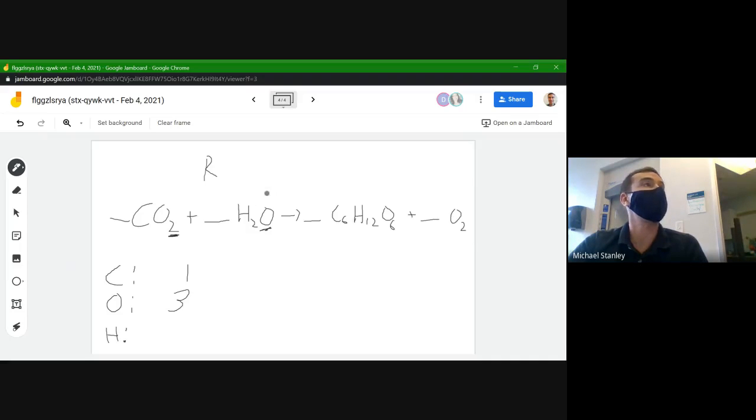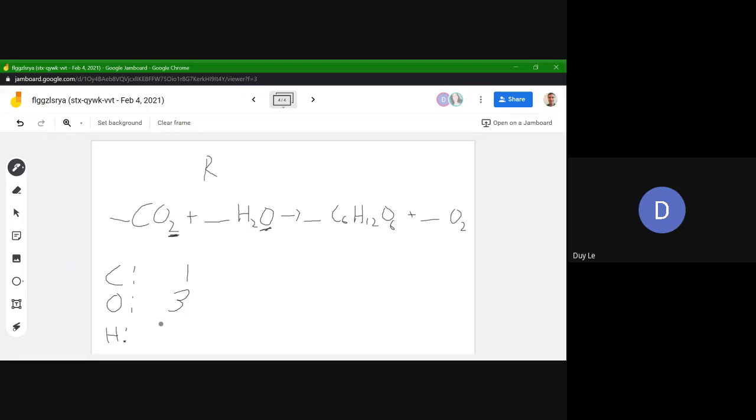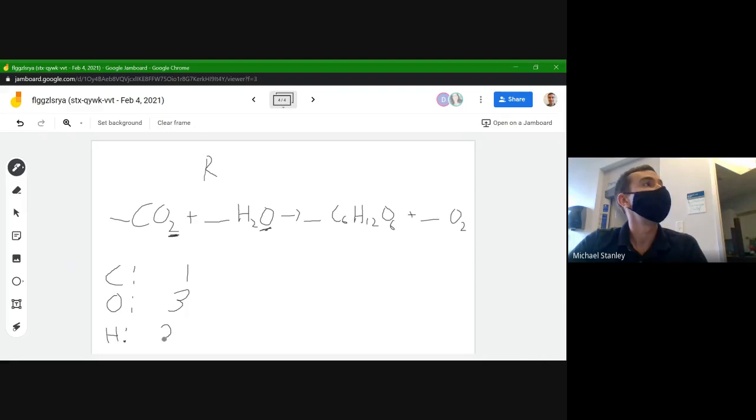So on the reactant side, we have a total of 1, 2, 3 O's. Very good. And then finally, how many H's on the reactant? We have 2 H. 2. Precisely. All right, let's come over here.